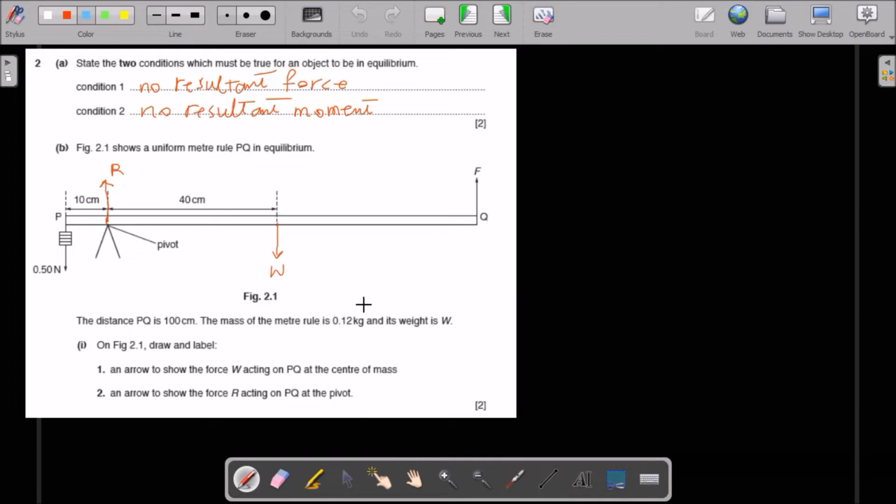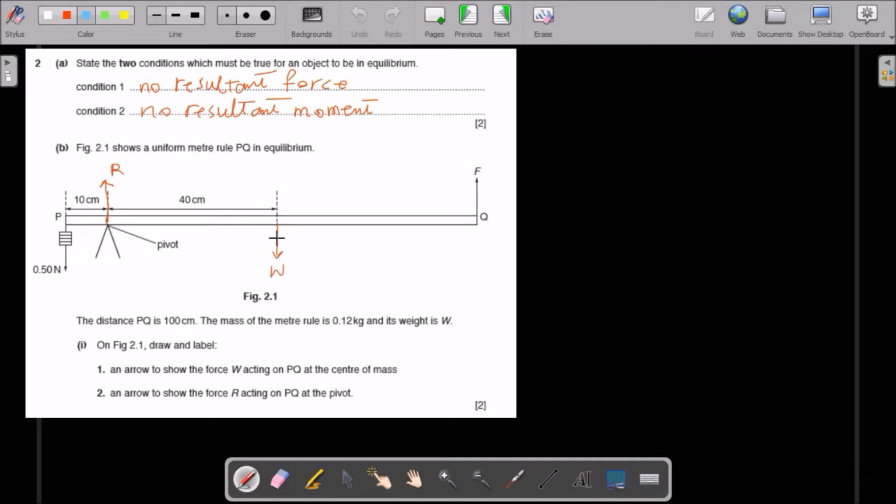Okay. Next part. Distance PQ is given, this is 100 centimeter. Mass of the meter rule is given, 0.12 kg, and weight is W. First of all, you should draw an arrow to show the force acting on PQ at the center of mass. PQ is 100 centimeter. If you divide, you will get the center of mass. So at 50 centimeter, you should draw the arrow of weight, as I did.